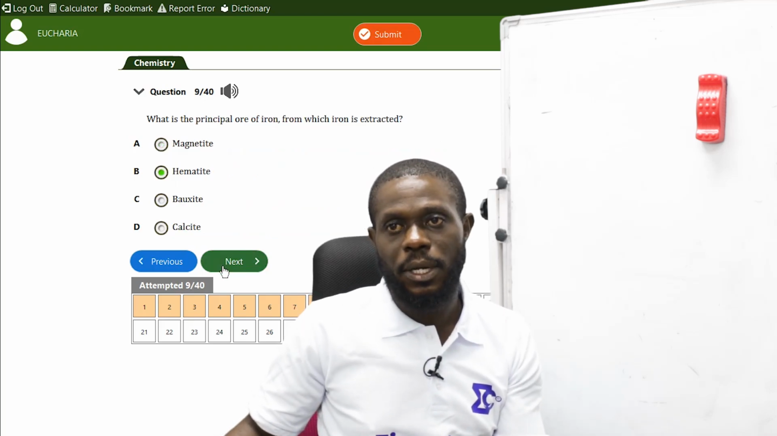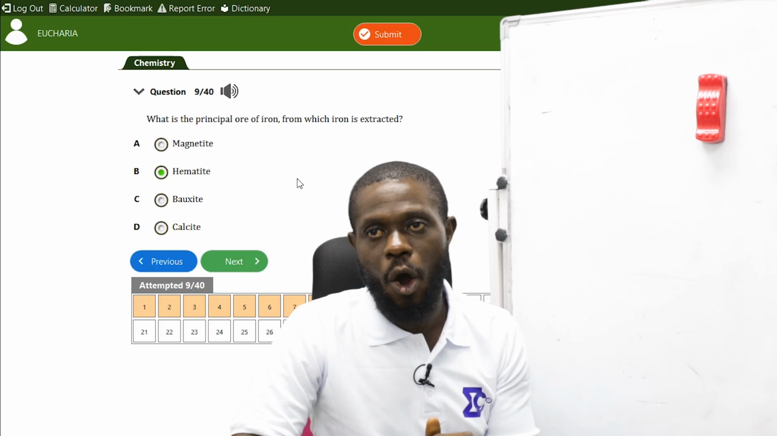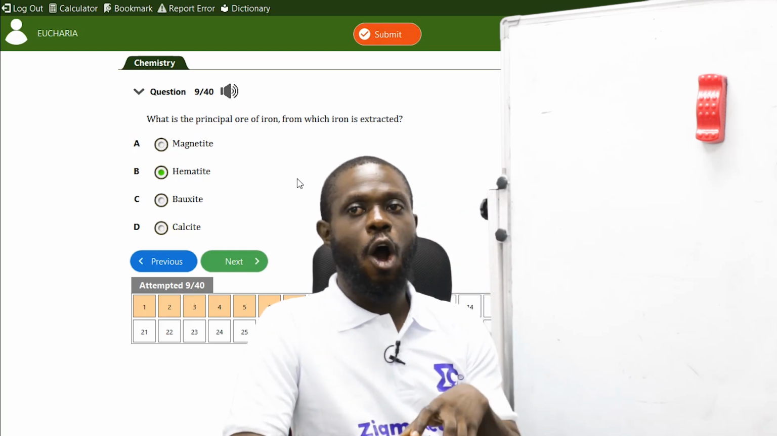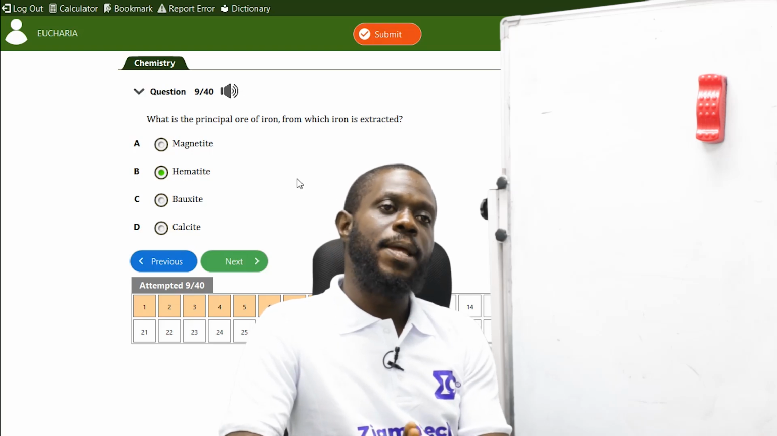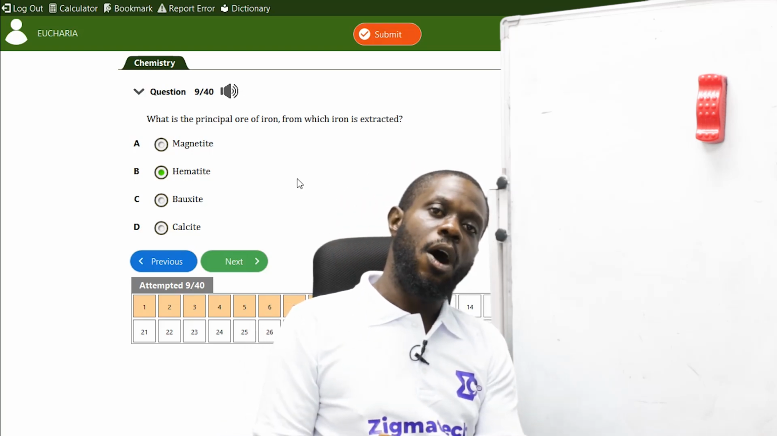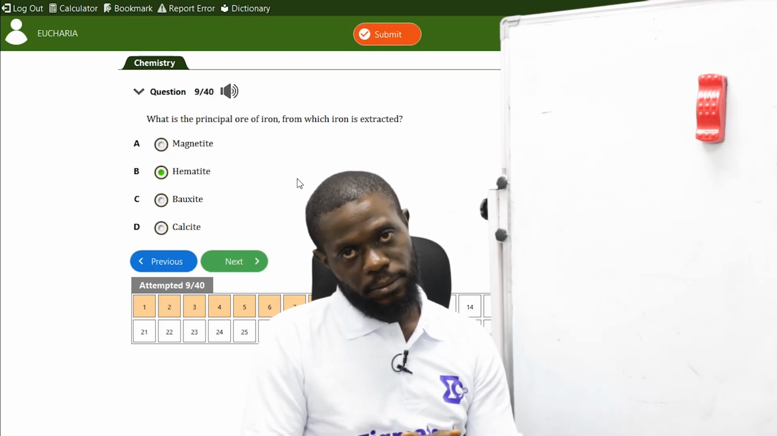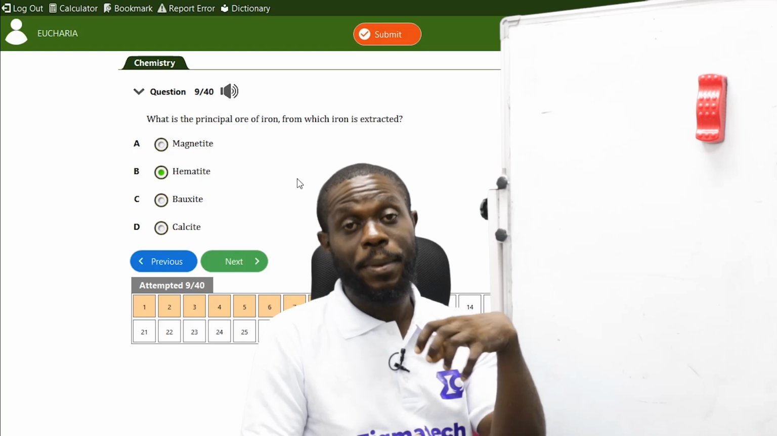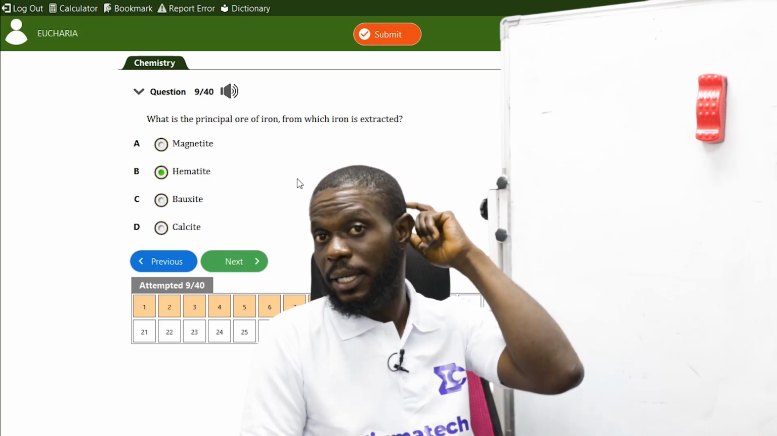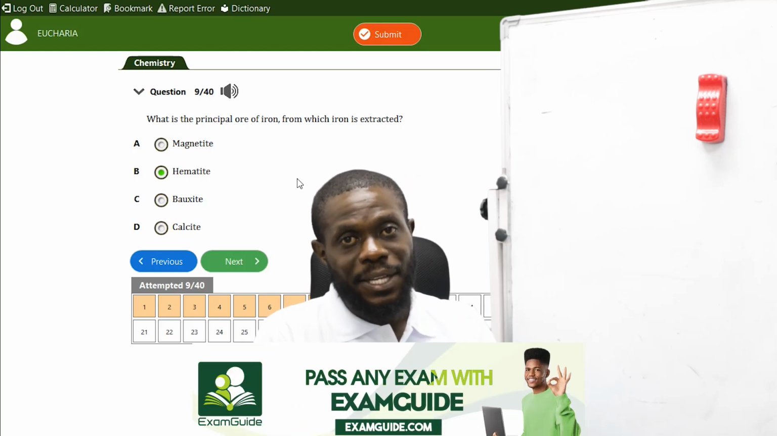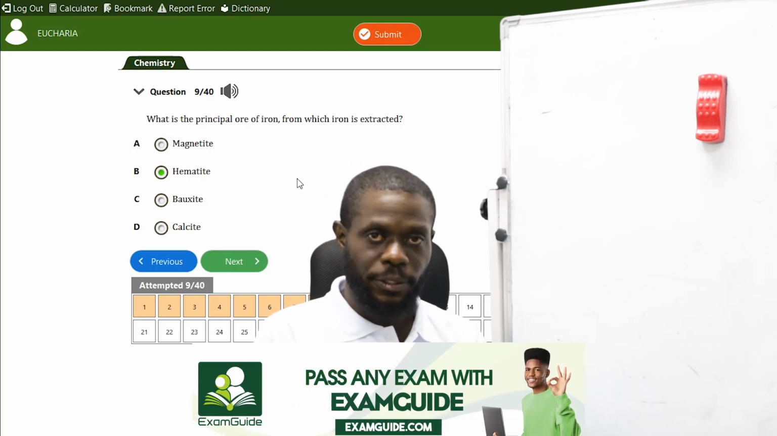So let's go. The next one is number 9. What is the principal ore of iron from which iron is extracted? The principal ore. An ore is simply a region or an area where metals are found and have been extracted. When the metals are extracted and modified for use, it's called metallurgy.